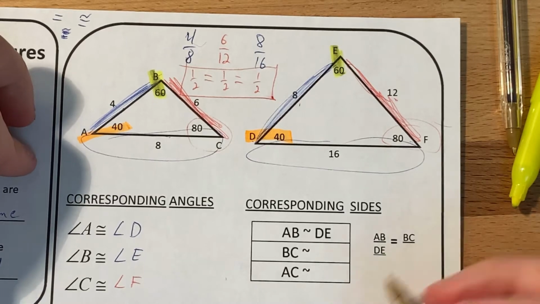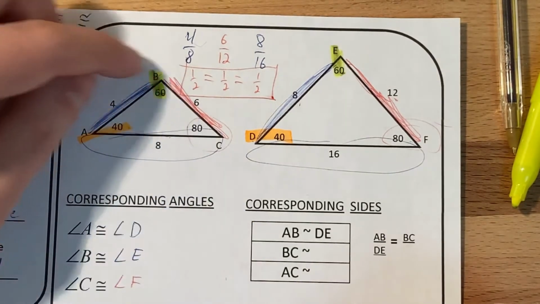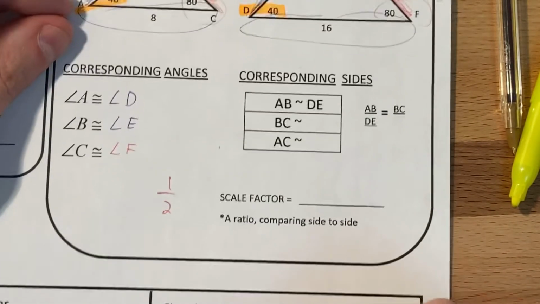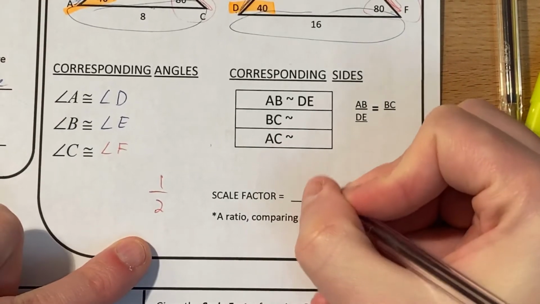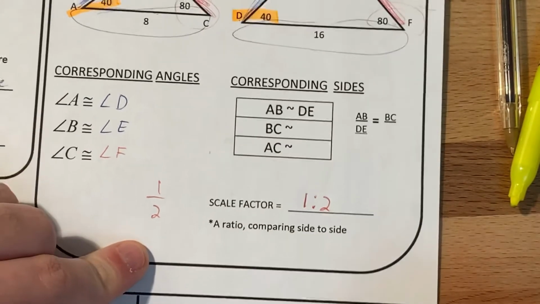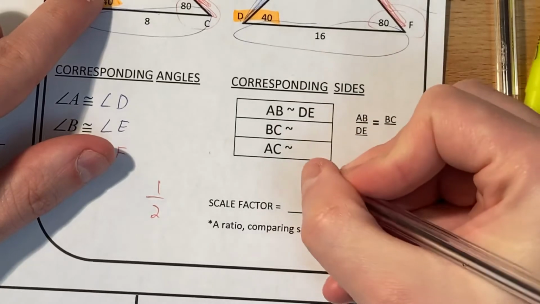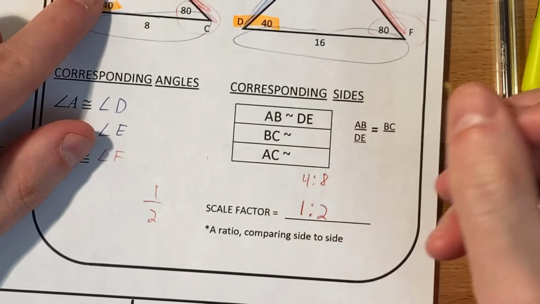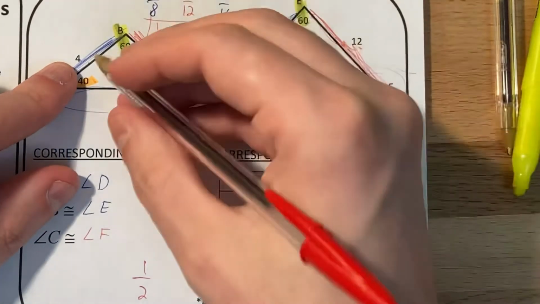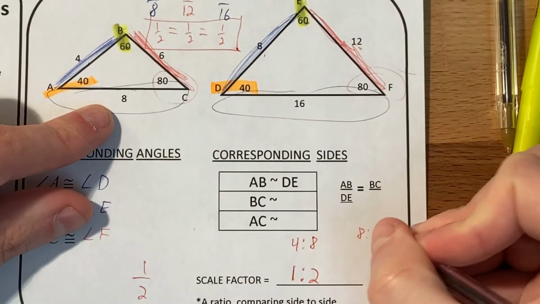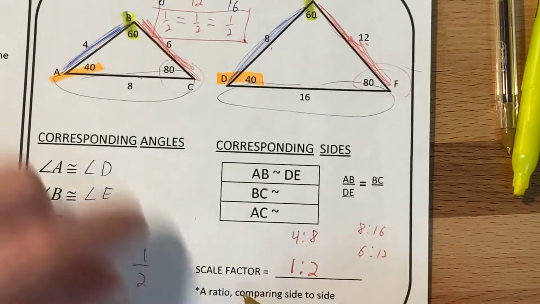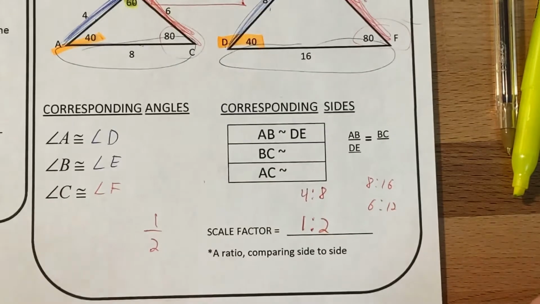There you go. The scale factor here, since our fraction was 1 over 2, would be 1 to 2. Like that. You could technically also write 4 to 8. Scale factors don't have to be simplified, it's just that they usually are. So you could do 4 to 8, or 8 to 16, or 6 to 12, but they're all the same. So usually you just write it simplified, but you don't have to.